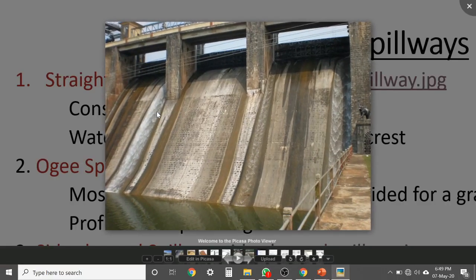This is a typical Ogee shaped spillway. In most of the gravity dams, we are using this Ogee shape. We will come to the Ogee shape spillway and its advantages later in this portion. For the time being, just understand this is the most commonly adopted spillway for gravity dams.